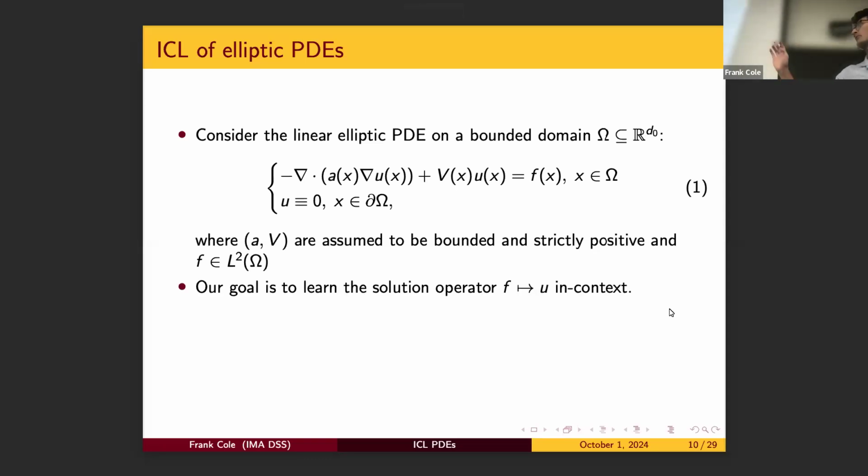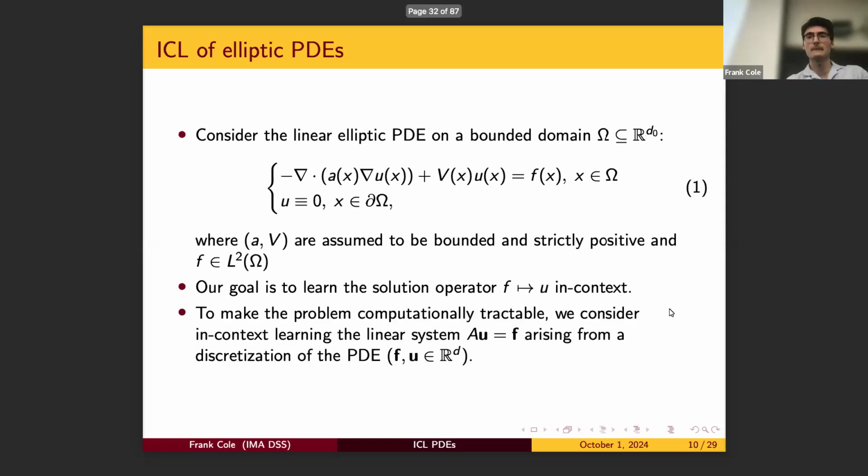So our goal is to learn this map from f to u, the solution operator, in context, meaning over various choices of the parameters of the PDE. And so this is an infinite dimensional problem, as it's stated. To make it computationally tractable, you have to do some kind of spatial discretization. And I'll maybe talk more about how that's done in later results. But the point is that after discretization, this family of PDEs gives rise to a family of linear systems. And our goal is equivalently to learn the family of linear systems in an in-context fashion.